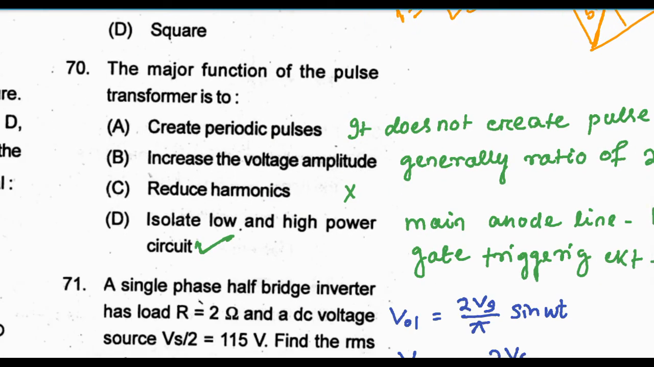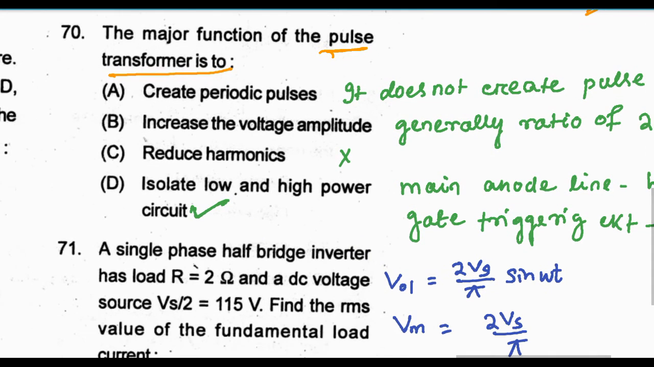Next one is: the major function of a pulse transformer is option A, create periodic pulse; option B, increase the voltage amplitude; option C, reduce harmonic; option D, isolate low and high power circuit. The major function of a pulse transformer is providing pulse to the gate circuit of an SCR. So what is the major function of a pulse transformer? Here, to isolate high power circuit and low power circuit.